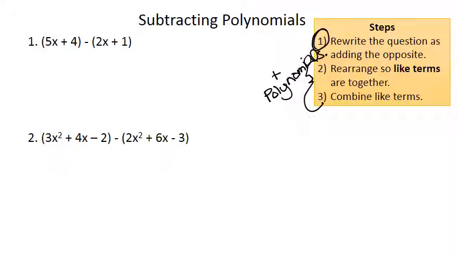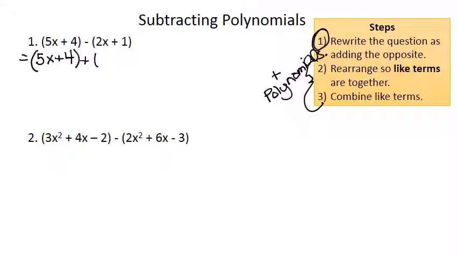So let's start with our first question, where we're subtracting 5x plus 4 minus 2x plus 1. Our first step is to rewrite the question as adding the opposite. So I'm going to write it out. And the first polynomial stays the same, but instead of subtracting, as you saw with the algebra tiles, when you're subtracting, you're actually really adding the opposite. So you're adding, and then we're taking the opposite of each term in our second part.